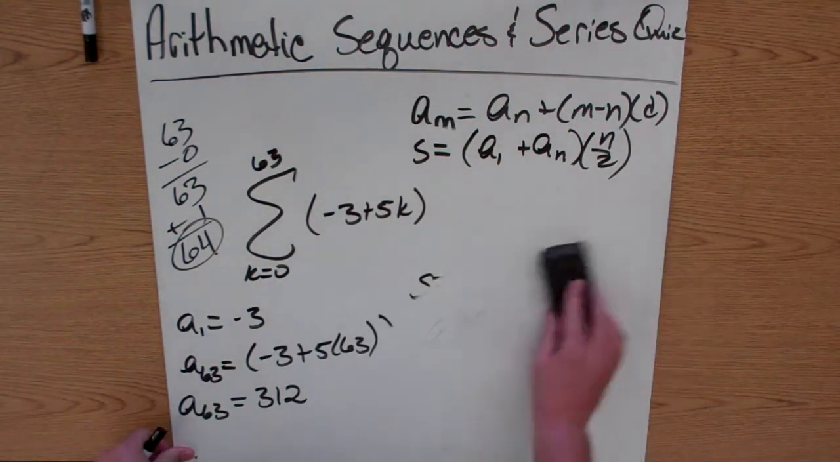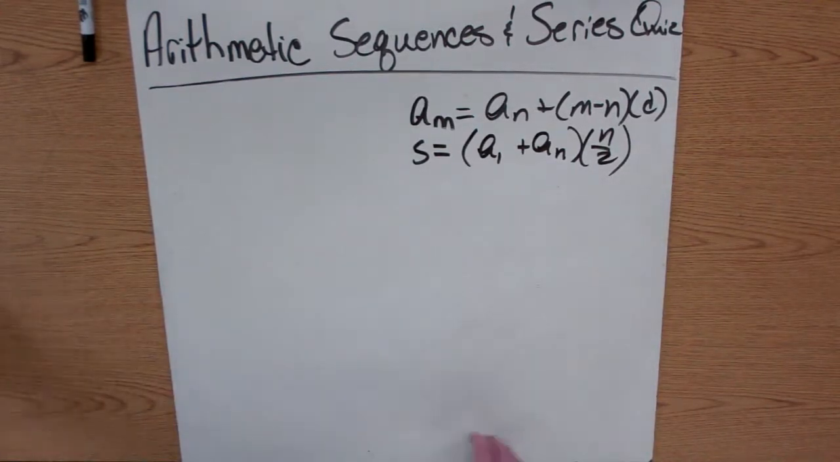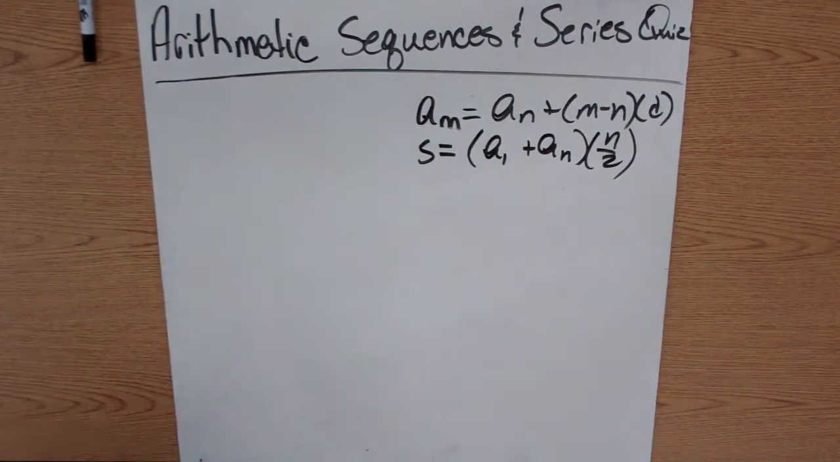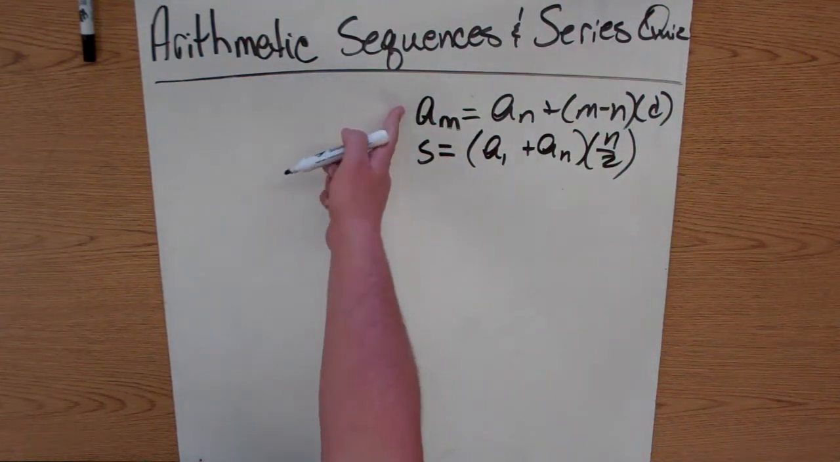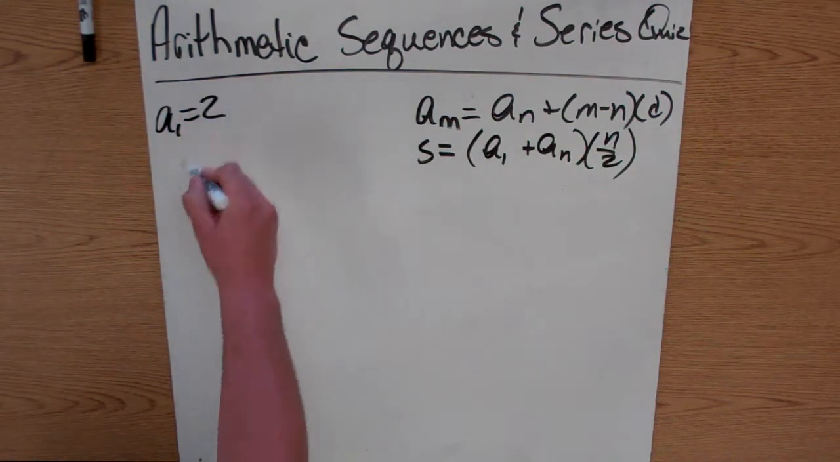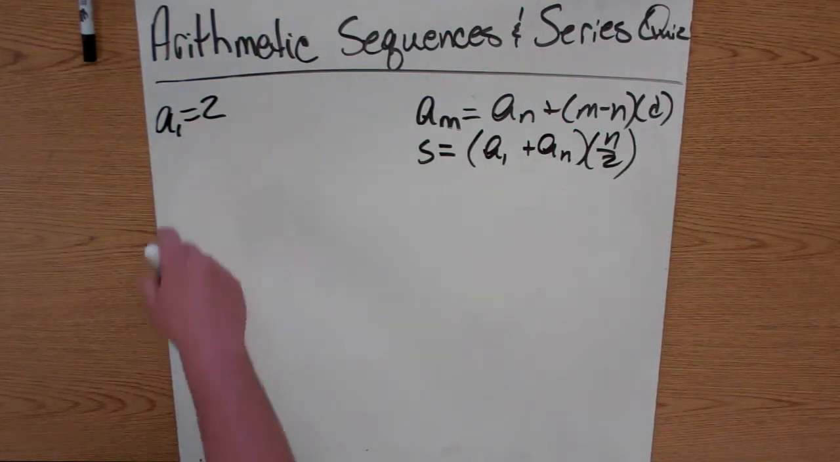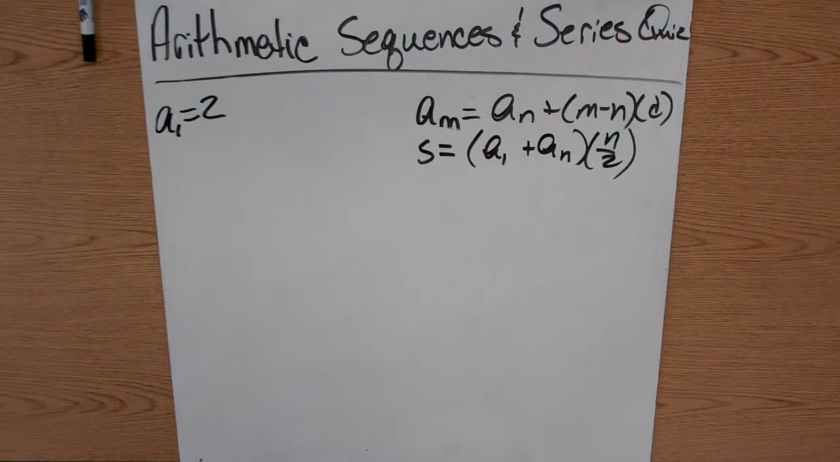Number 7, what's the sum of the first 71 positive even integers? So we're going to use this formula here to find our last term because we know our first term. Our first term is 2 because we're finding the sum of the first 71 even positive integers. This is your first even positive integer.